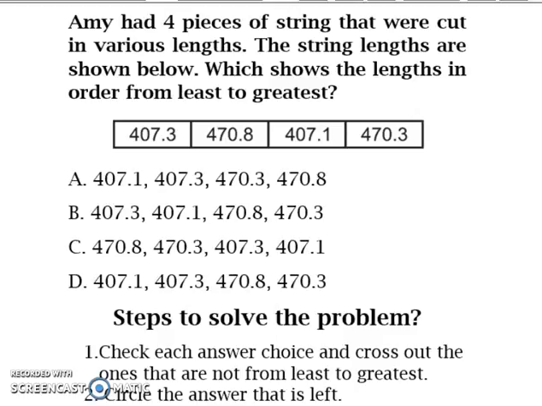In order to solve the problem, our steps will be to check each answer choice and cross out the ones that are not from least to greatest, and then we are going to circle the answer that is left. So before we do that, let's look at our lengths so that we can figure out what order they should be in. So again, our lengths are 407.3, 470.8, 407.1, 470.3.